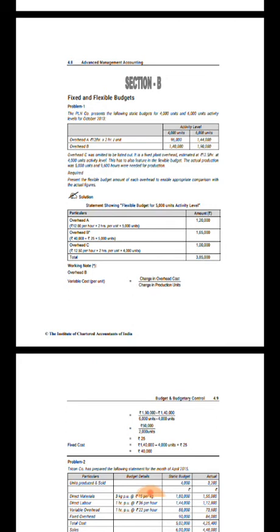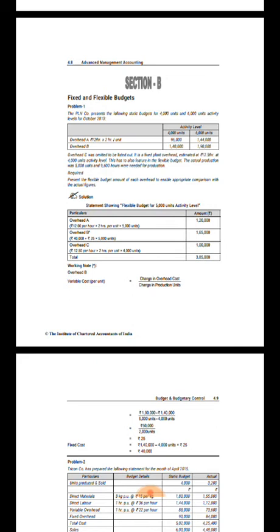So activity levels are given: 4,000 units, 6,000 units. Overhead A, rupees 12 per hour and 2 hours per unit. So for 4,000 and 6,000 given 96,000 and 1,44,000 respectively, and overhead B 1,40,000 and 1,90,000 respectively. Overhead C was omitted to be listed out. It is a fixed plant overhead estimated at rupees 12.5 per hour at 4,000 units activity level. This has to also feature in the flexible budget.